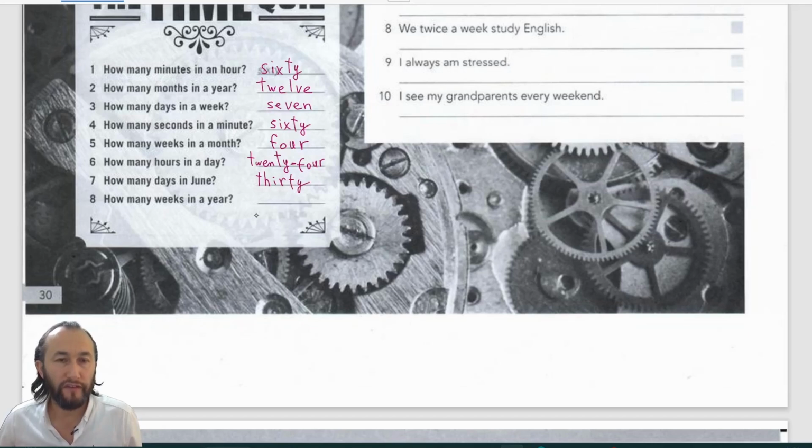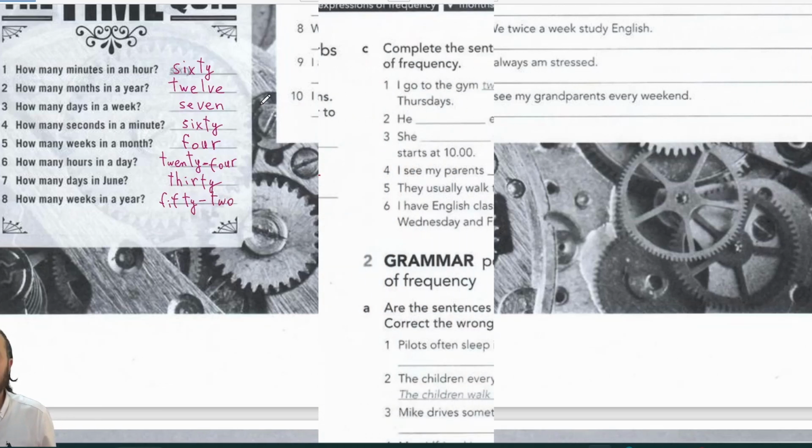I think we've got 52 weeks in a year. We're going to write here fifty, and then we're going to put a hyphen, and then we're going to write two. And we're done, guys. Now we can move to the next exercise.